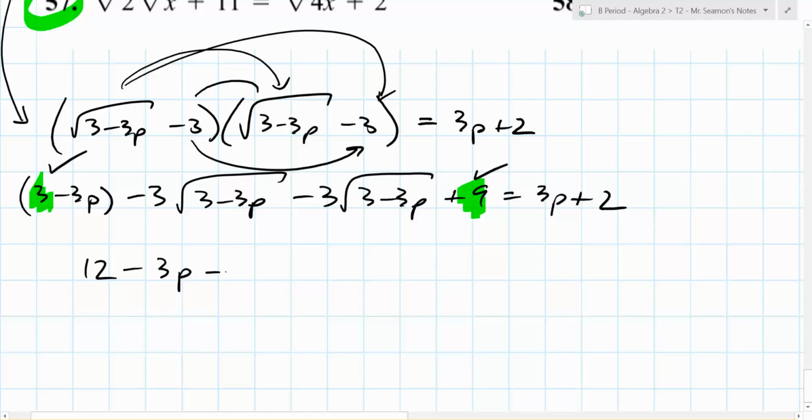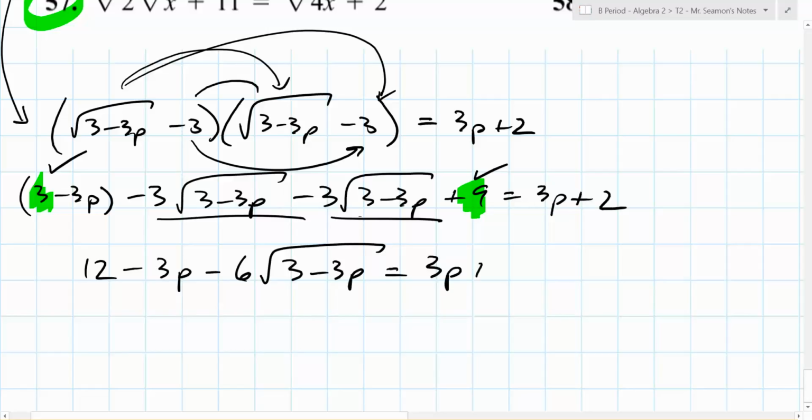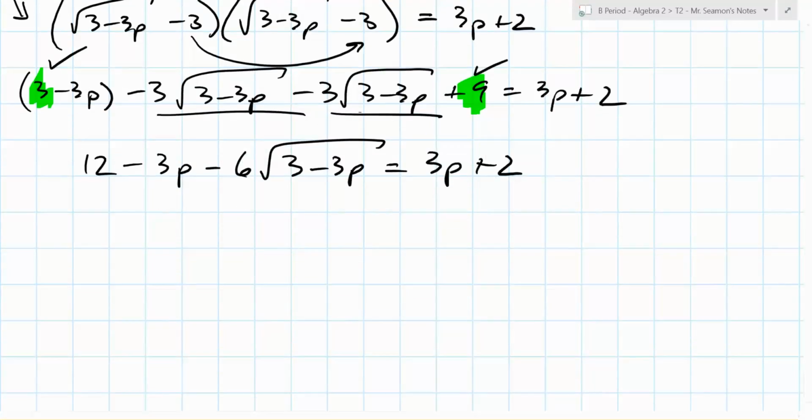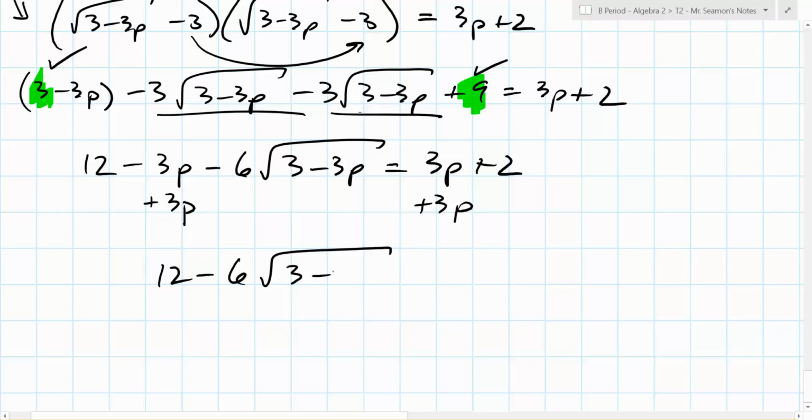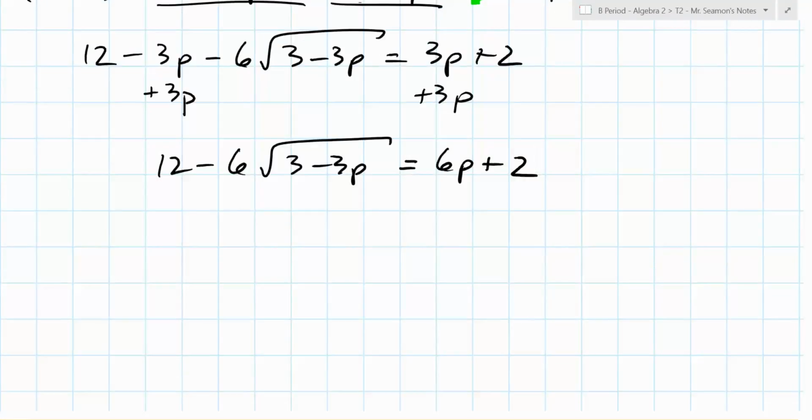Minus 3p minus how many of these do we have? 6 of them. And we haven't done anything to the right yet. What should I add to both sides? 3p. So what do I end up with? 12 minus 6 root 3 minus 3p is equal to what? 6p plus 2. We haven't combined everything we can. We need to isolate the radical if we can. What should I subtract from both sides?